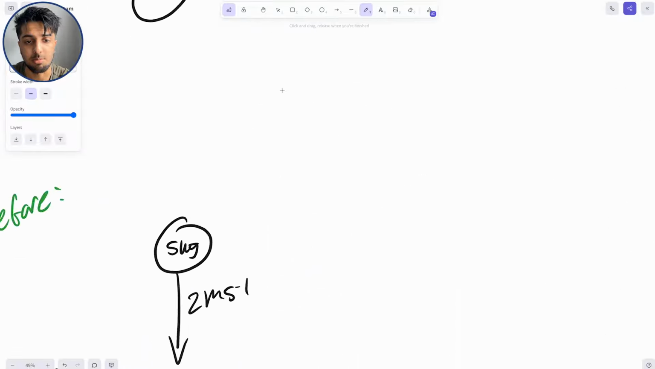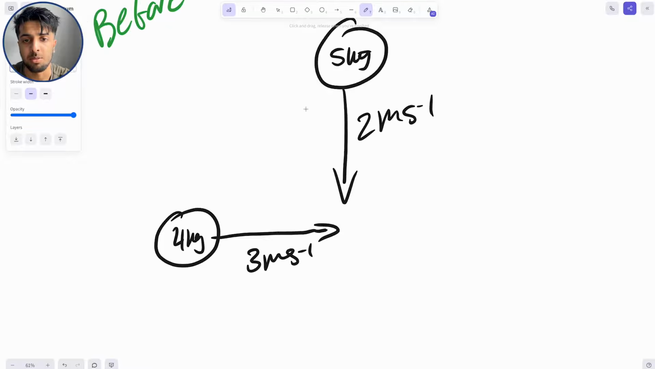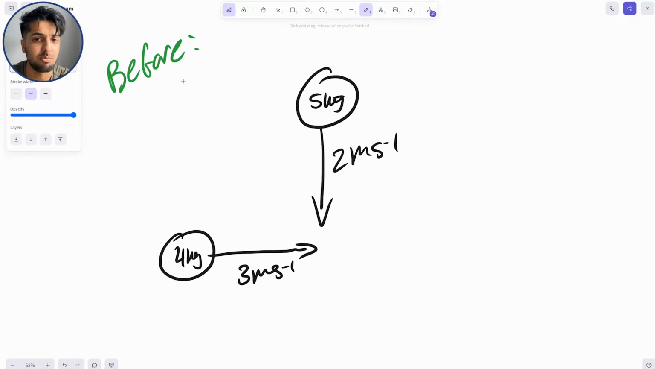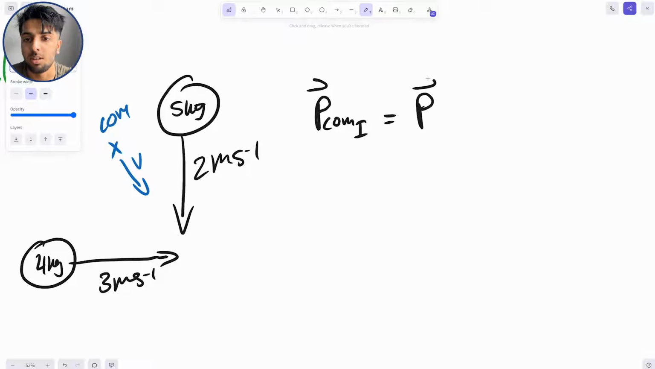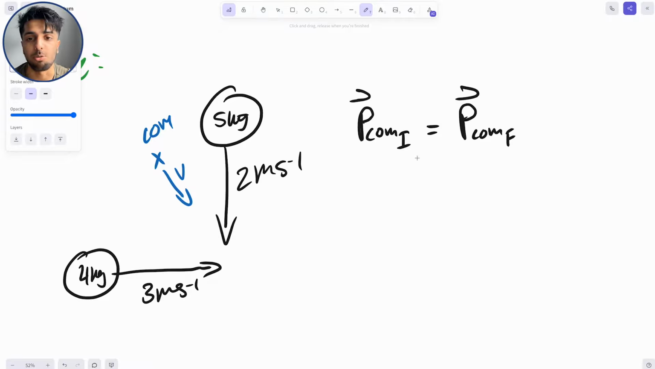So that same concept applies, where the center of mass of this system will probably be like right there, closer to the 5 kg mass than the 4 kg mass, because the 5 kg mass is obviously more massive, and so that will be our COM, and that's moving at a velocity of v. So we can say that the momentum of the center of mass, again with the vector hat, initially is equal to the momentum of the center of mass finally, again, because that's the law of conservation of momentum.